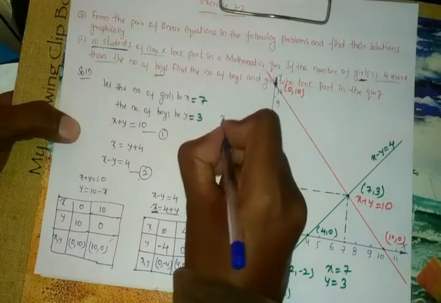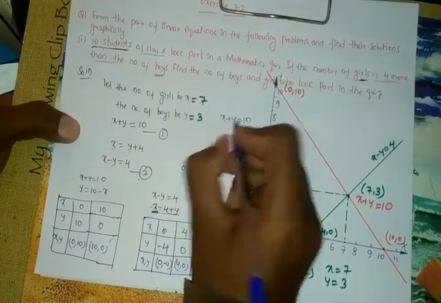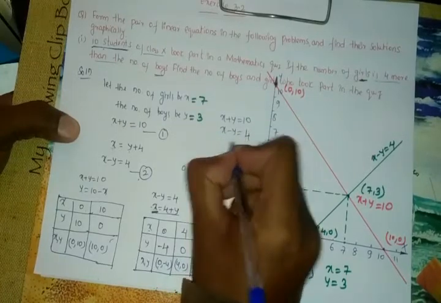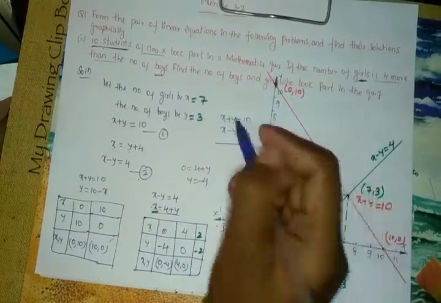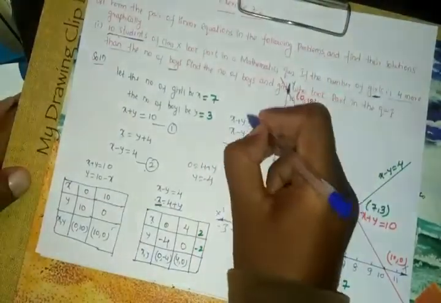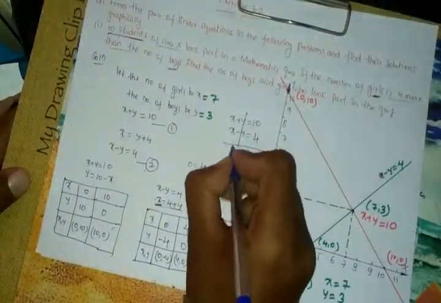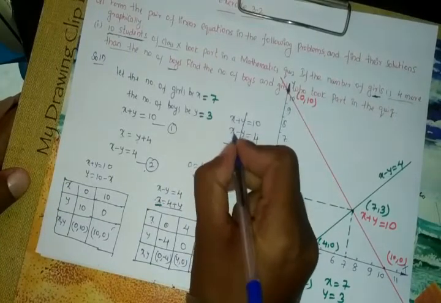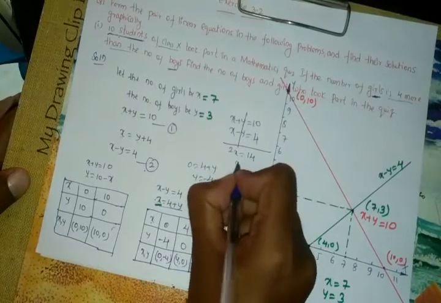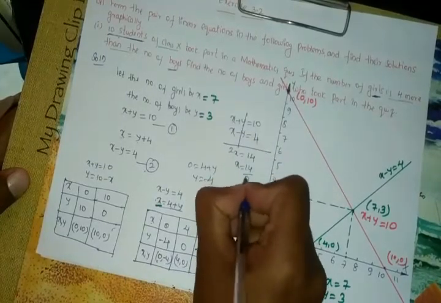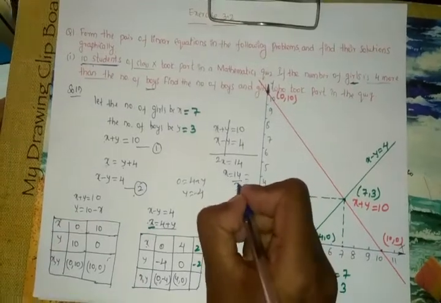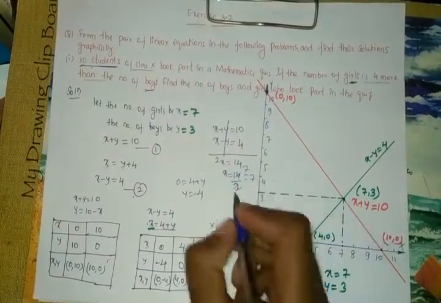Now we can find it algebraically. We have these two equations. I will use the elimination method. One is plus, another is minus, so y directly gets cancelled. I am left with 2x. X plus x is 2x, and 10 plus 4 is 14, so x equals 14 by 2, which is 7.